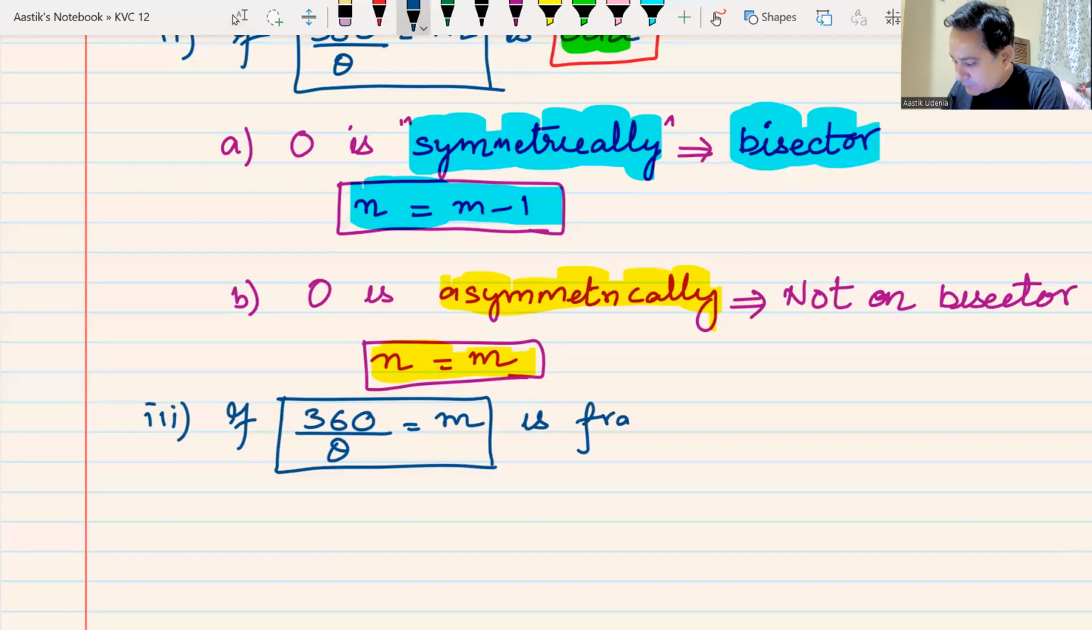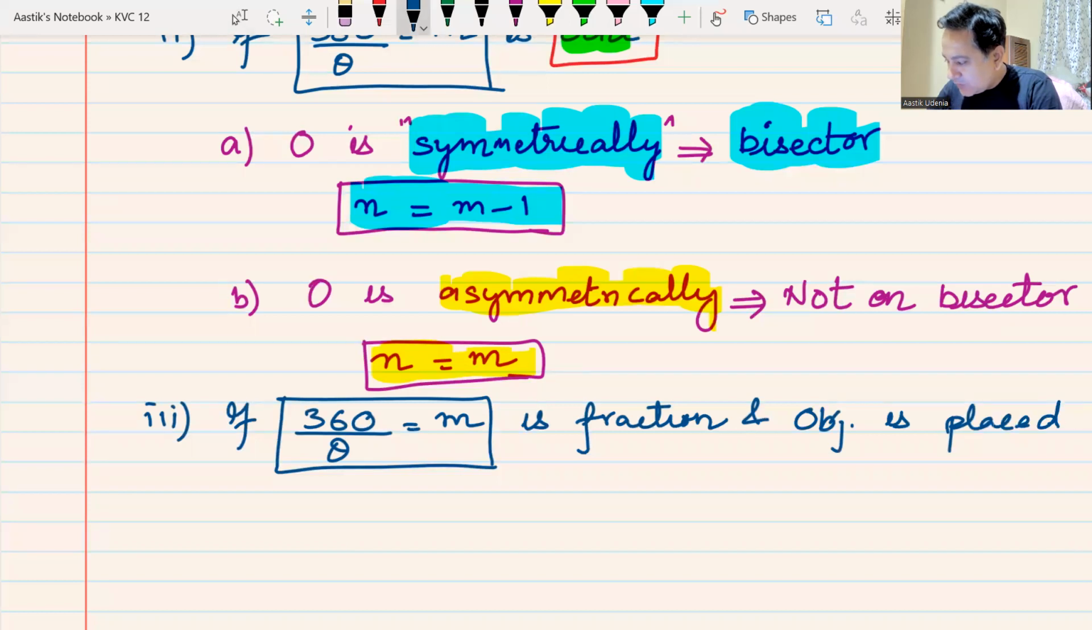The integral part of the fraction is the number of images. If it is a fraction beta and the object is placed symmetrically, because in this case you can find out easily, then note that down.